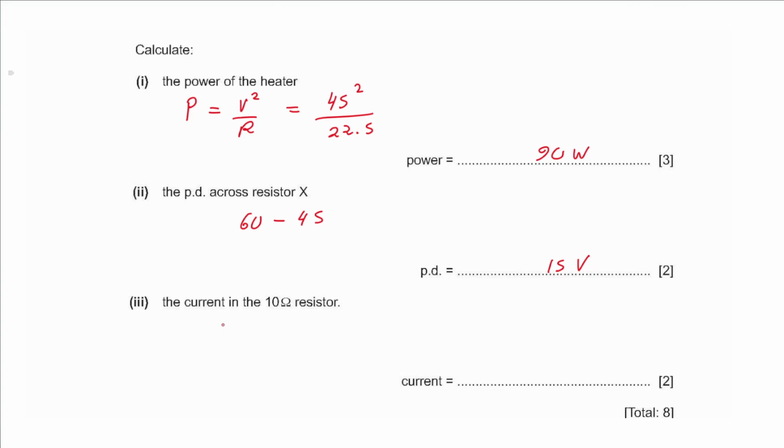We have the voltage 15 and we have the resistance 10. So current is equal to voltage divided by resistance. So we divide 15 by 10. That gives an answer of 1.5 amperes.